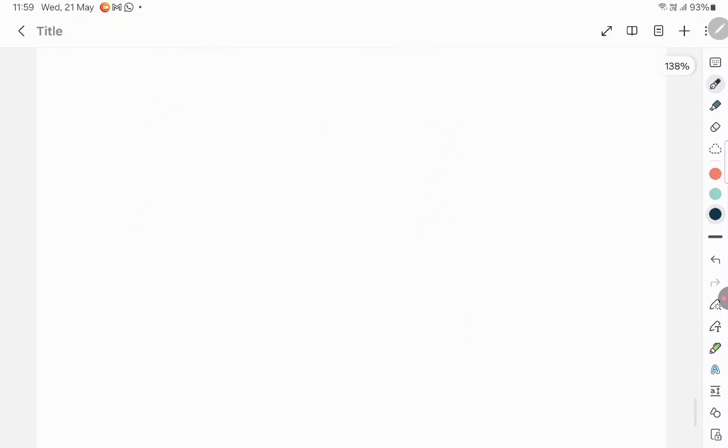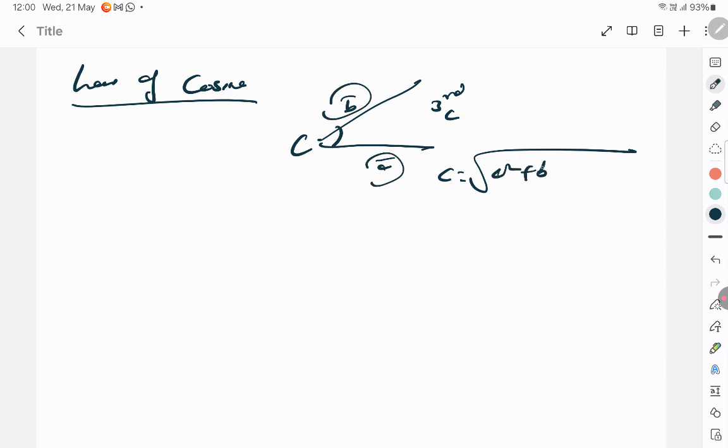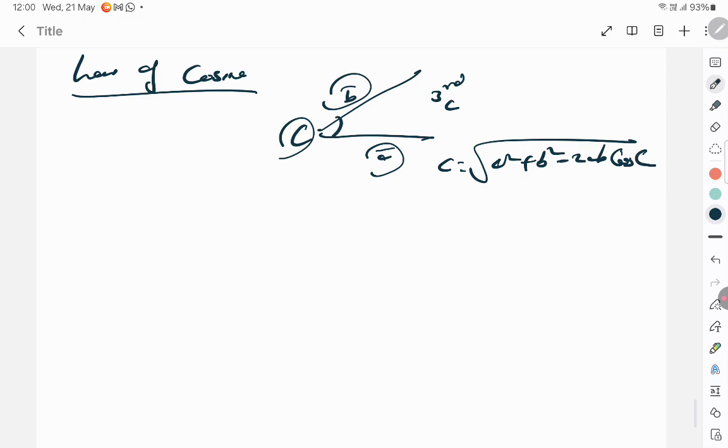So let's go to the law of cosines. What is the law of cosines? It is this: when you know two sides, say you know side a and side b, and you know the angle between them is C, you can find the third side, small c, which is the root of this side squared plus this side squared minus 2ab cos C, and you need to memorize this. This is what it is if you know two sides, and we're going to prove this.